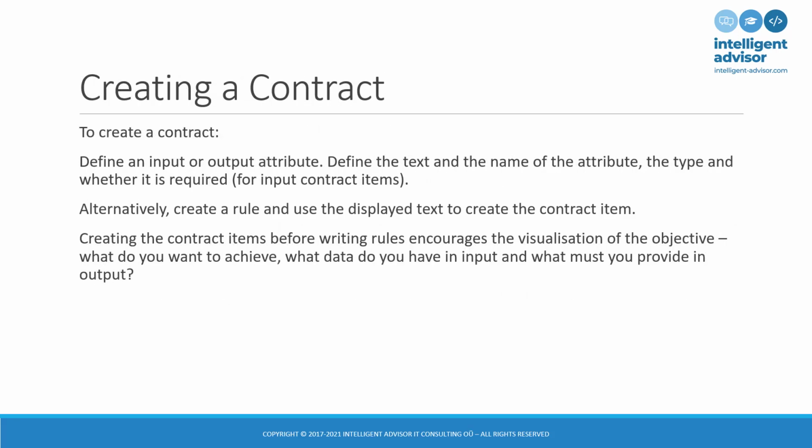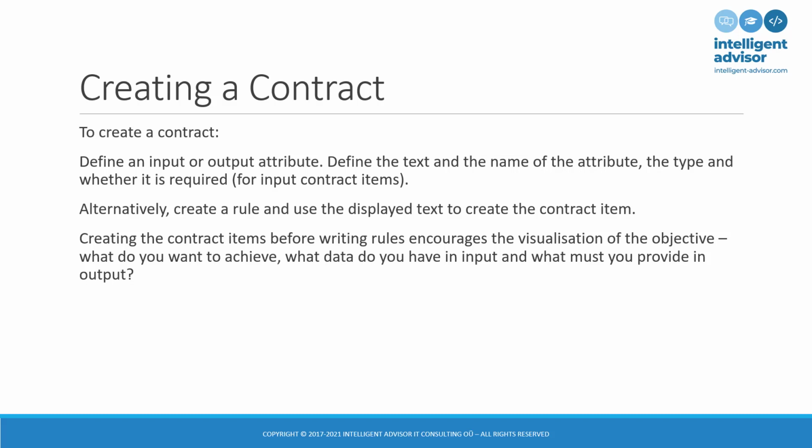To create a contract is really quite simple. Inside the decision service main window, we need to define either input or output elements. I still use the word attribute here, but they are called input or output fields. I'll need to define two elements: the natural text that represents the field and a technical name that represents the field. Plus, I'll need to define the data type and whether it is required if it's an input item.